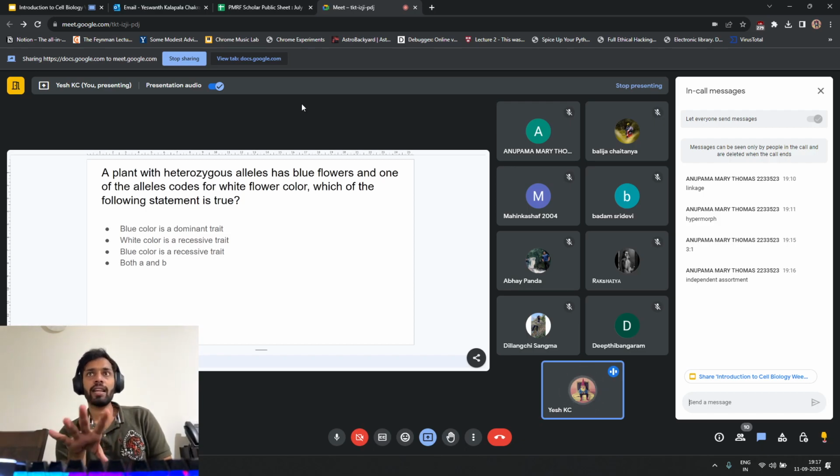So, a plant with heterozygous alleles has alleles for both blue color and white color, but the flower color, the phenotype, is blue. Yeah, so even though it has the white flower color allele, the phenotypic outcome is blue flower. So then is blue recessive or dominant? Is white recessive or dominant?